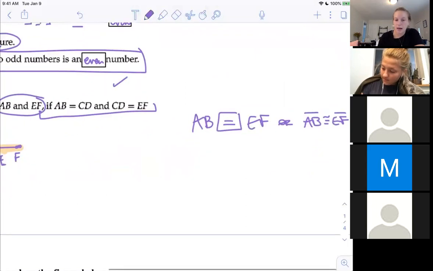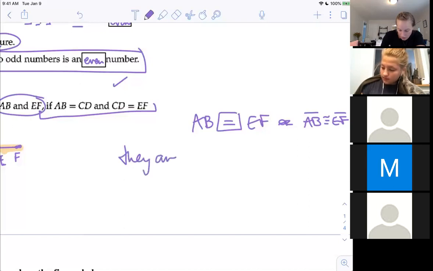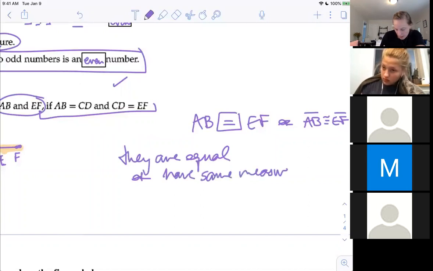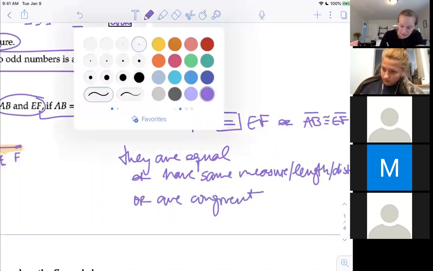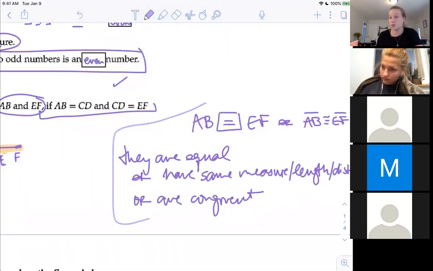Now, if you don't like writing expressions like this, you can write a statement. I can say they are equal, or they have the same measure, or length, or distance, or we could even say they are congruent. This is essentially like 5 different things that I could write, and these are all conjectures. So you don't need to write every single one of these, but I'm saying there's a lot of right answers we could come up with from this.